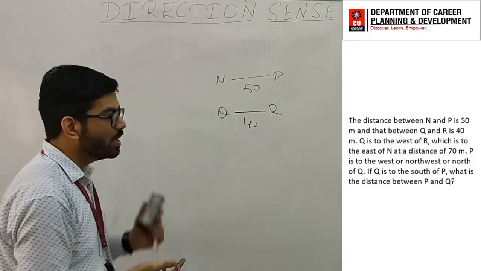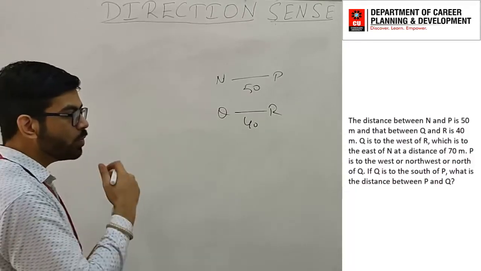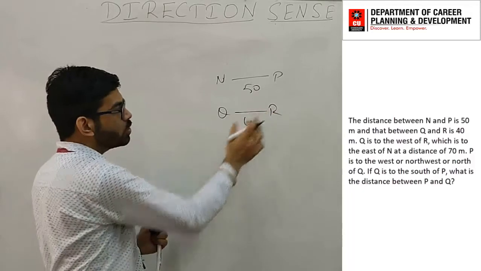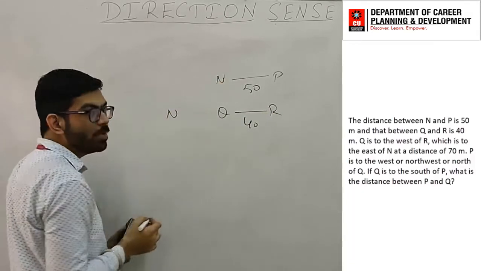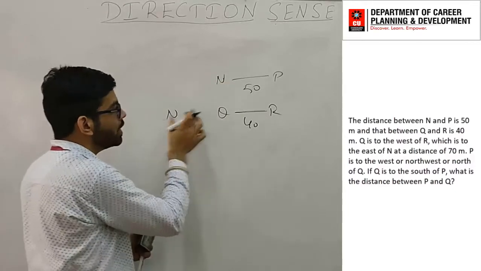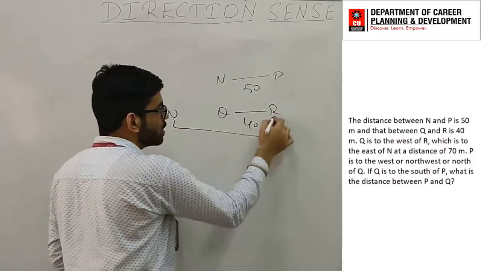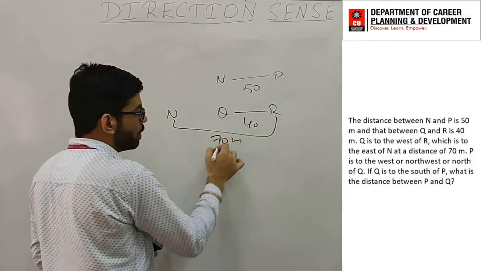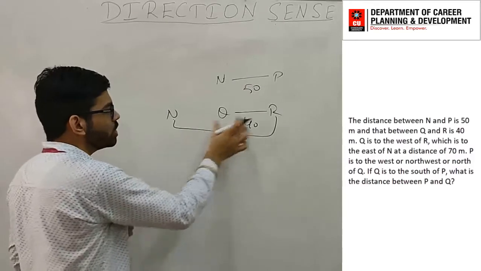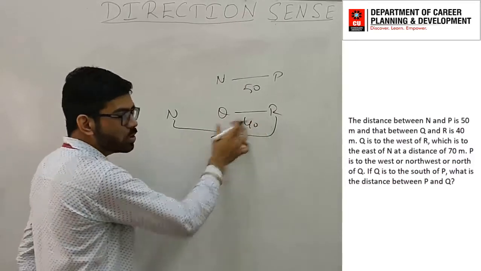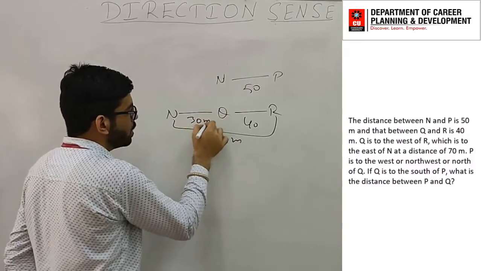Move to the next line. Next line says that R is to the east of N. So N will be here. And the distance between N and R is given, which is 70 meter. If this complete distance is 70 meter, this one is your 40 meter, so this distance comes out to be your 30 meter.